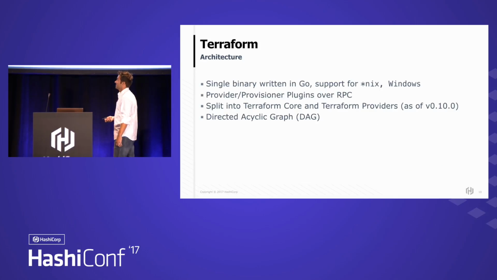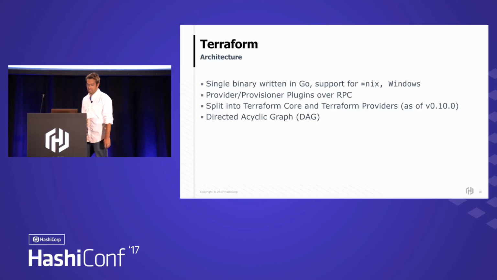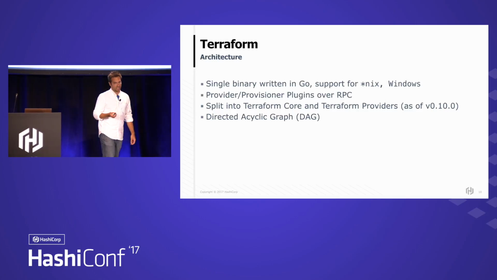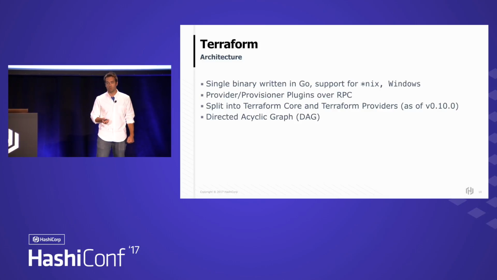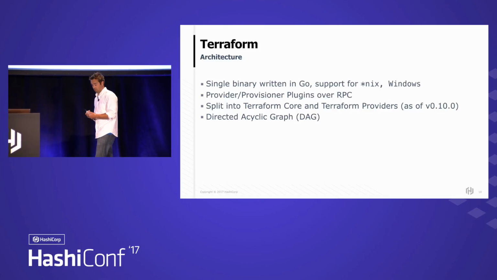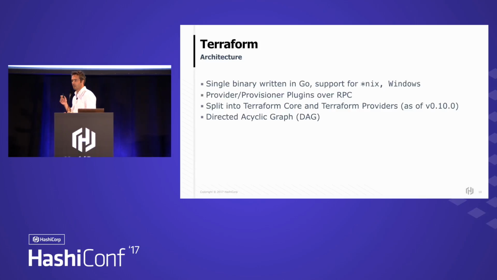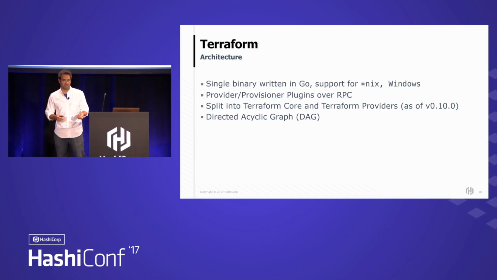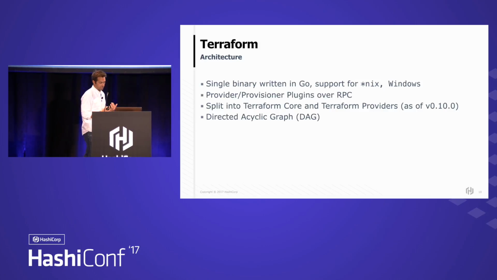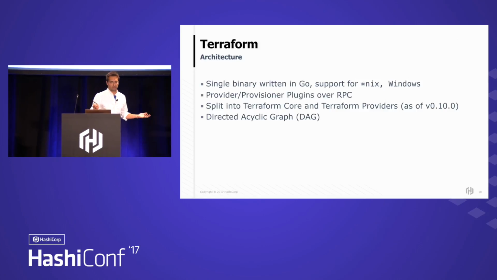So Terraform itself, if you're not familiar, is a single binary written in Go. We chose Go because we really like the language, and it lends itself very well to a tool like this. You can compile Go for several different platforms, Unix platforms, Darwin, Linux, BSD platforms, and also Windows platforms. You can compile that from a single source of code, and it'll run on all of those.